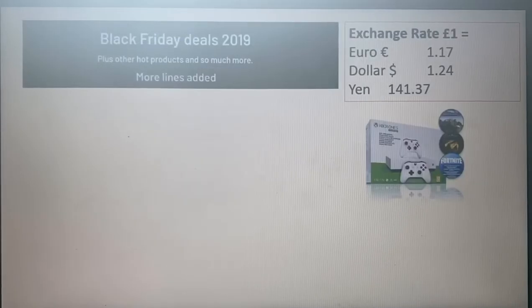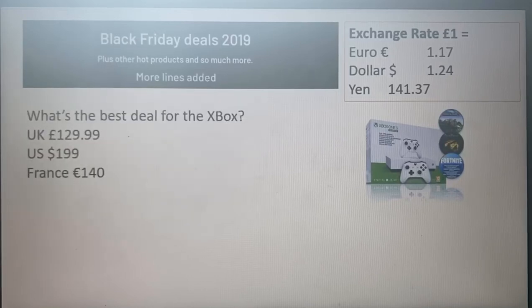So let's look at that in terms of some problems. So a best deal problem, we have here our euro exchange rate table again, the same ones this time. And we want to find out what the best deal is for this Xbox. So we have 3 different prices, but they're all in different currencies. And that means that we, at this point in time, don't know what the best deal is.